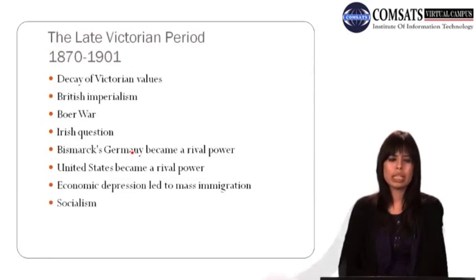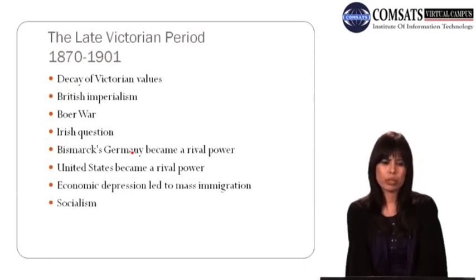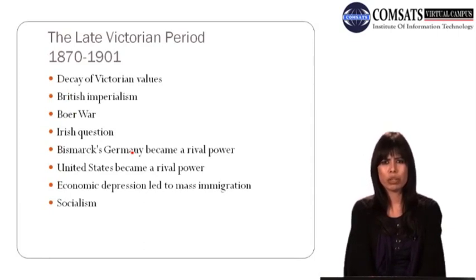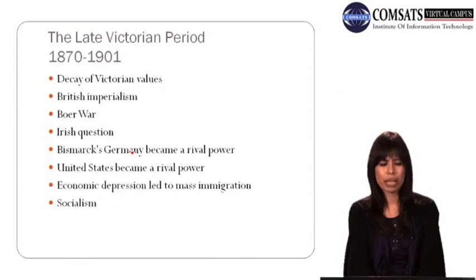All right, the late Victorian period. Here we are going to talk about the late Victorian period that started in 1870 and ended in 1901. Decay of Victorian values, which we talked about before. British imperialism, the Boer War, the Irish question, Bismarck, Germany became a rival power. And then the United States became a rival power. Economic depression led to mass immigration, and then socialism.